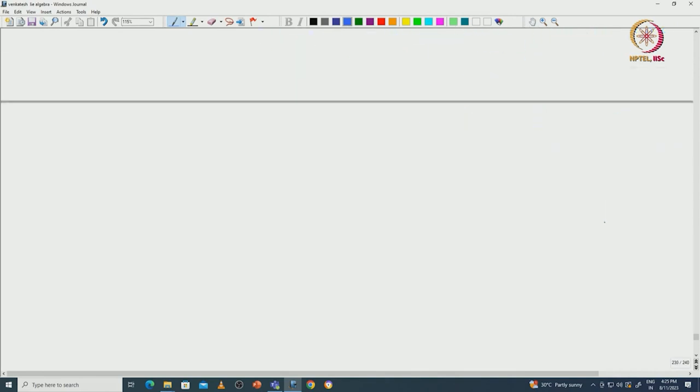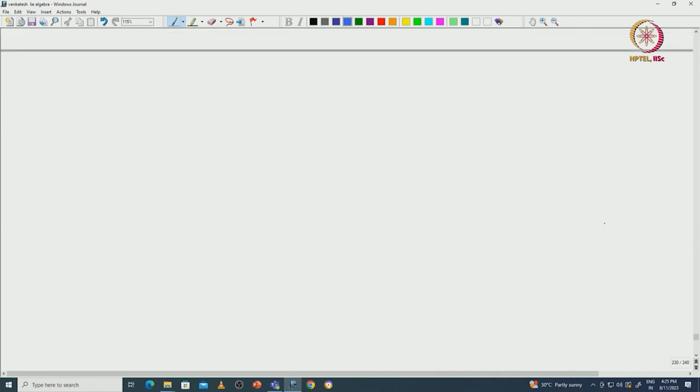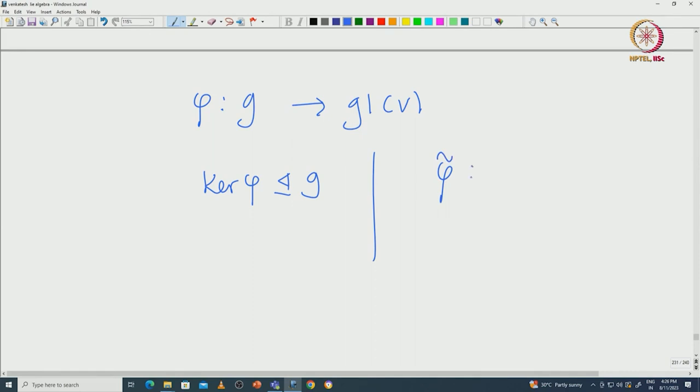So, now there are immediately some important objects that one can associate with the representation. Suppose phi is a representation from the Lie algebra G to GL(V). Then there is the kernel of phi, which is an ideal inside G. Okay. If you take any element of this kernel, it will act trivially on V. So, as far as the action of G is concerned, this kernel does not play much role. In particular, modulo the kernel, we have this induced map phi tilde, which is a map from G modulo kernel of phi to GL(V).